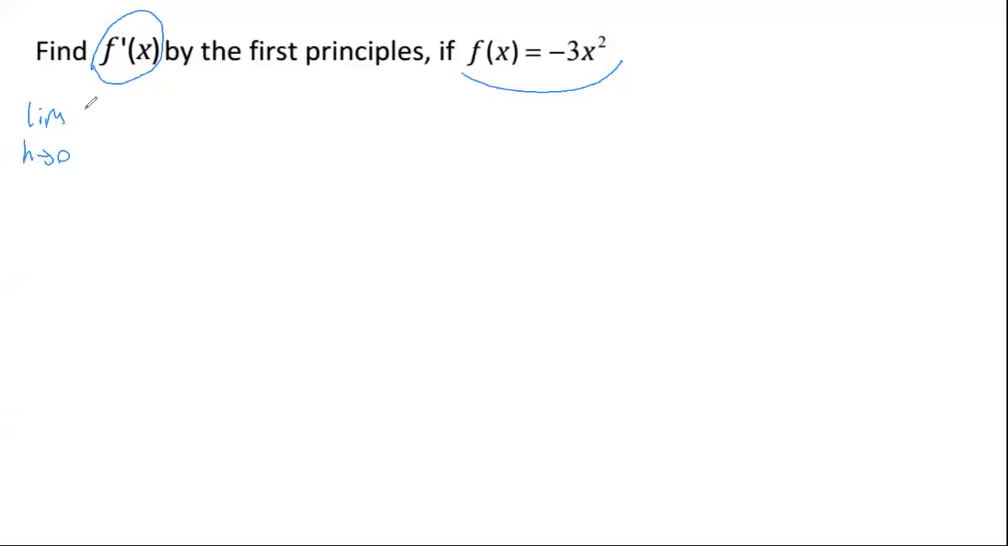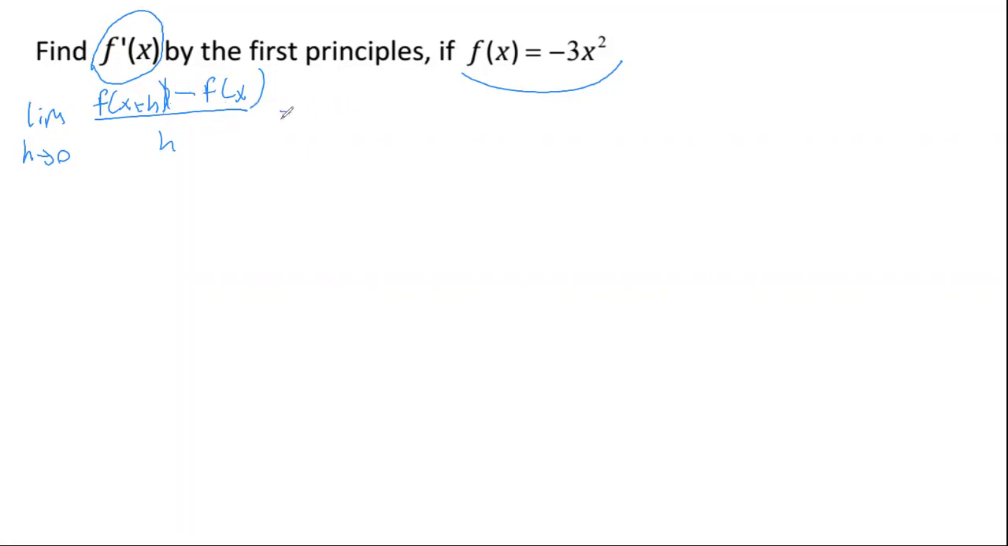Okay, so remember it was f(x+h) minus f(x) over h. Then I can find f(x+h) and f(x) themselves separately, then place them into the formula, or I can find it in the formula straight through.